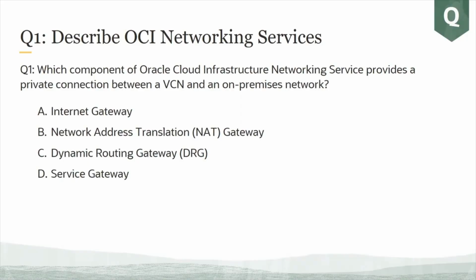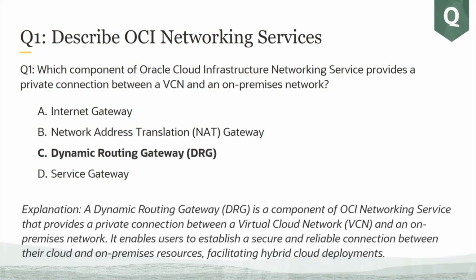I'll give you 5 seconds to think about the right answer, and then we'll go to the next slide. Alright, so the correct answer here is DRG. You can see the explanation on the screen. DRG is basically a virtual router component of OCI networking service that provides a private connection between a VCN and on-premises networks. Using this, you can establish connectivity between on-premises and the cloud for hybrid scenarios.